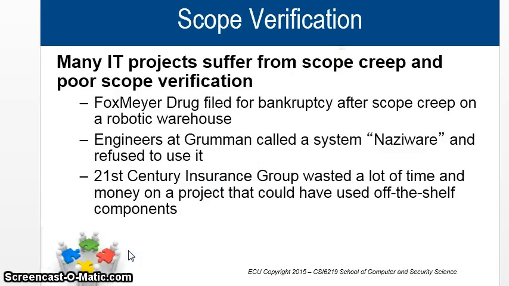Many IT projects suffer from scope creep and poor scope verification. Right. So FoxMeyer Drug filed for bankruptcy after a scope creep on the robotic warehouse. Whoa, that's pretty cool. Engineers at Grumman called the system Naziware and refused to use it. The insurance group wasted a lot of time and money on a project that could have used all the shell components. Oh, that's pretty sad.